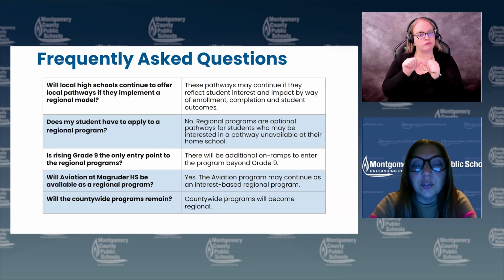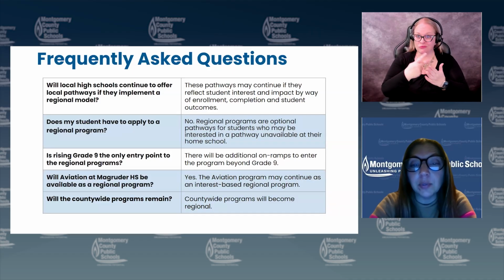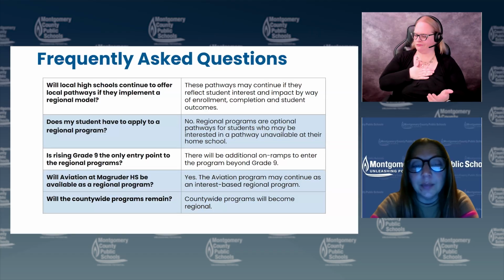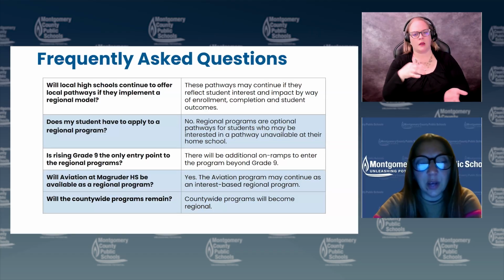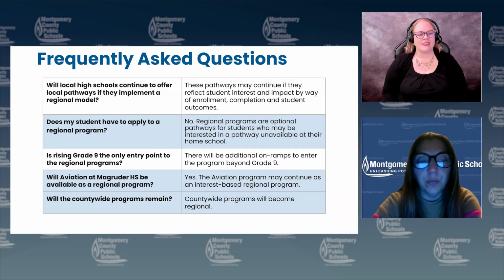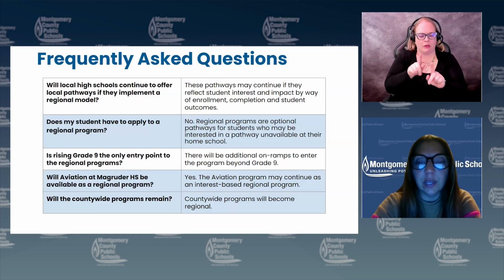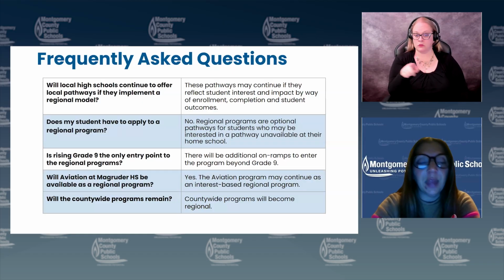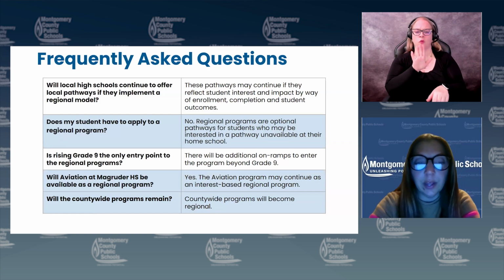Does my student have to apply to a regional program? No, regional programs are optional pathways for students who may be interested in a pathway unavailable at their home school. So that's also a question I know that's come up in the Q&A. So you certainly can go to your home school if you want. You don't have to apply to a regional program, but that is available for you if you would like.